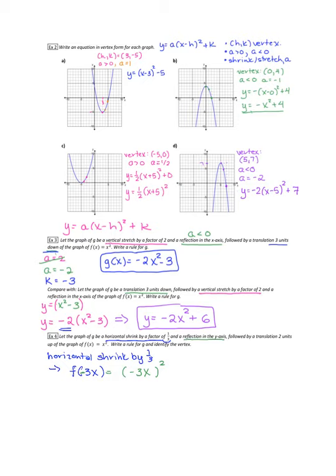Well, that's a vertical, and that's always a friendly thing. Translation of 2 units up is plus 2, and write a rule. So in the end, when we simplify this, my new graph is going to be y equals (negative 3x) squared plus 2, and that would be your final graph.